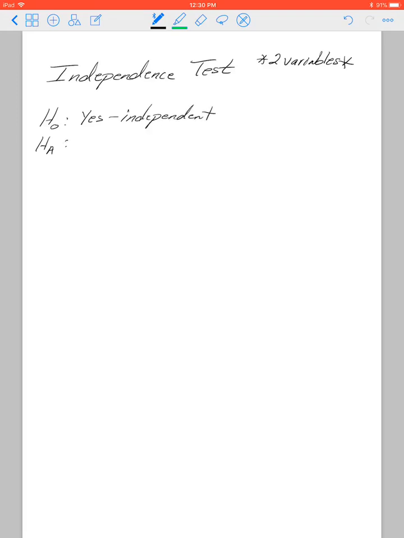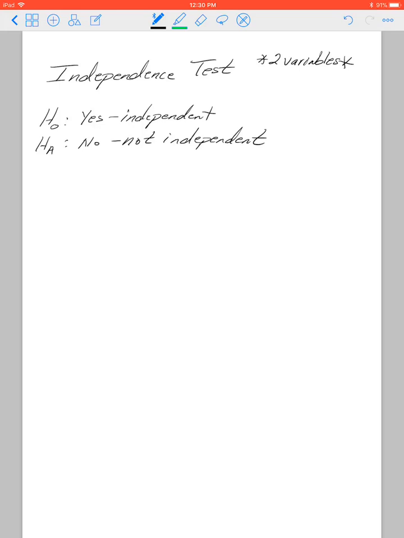And HA will be, no, they're not. And I'm wording it this way because if you do ever decide that you love statistics and want to study more, that yes-no mentality whenever you're dealing with words, I think that will get you pretty far. So yes for H naught, no for HA.